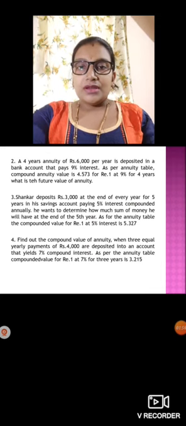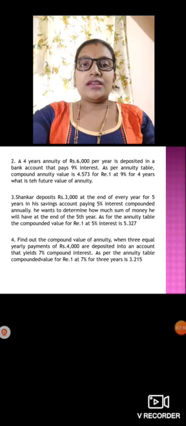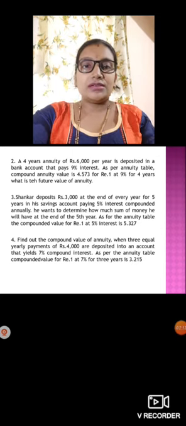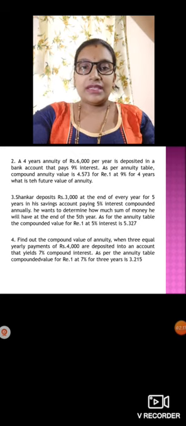Okay. A 4 year annuity of rupees 6,000 per year is deposited in a bank account that pays 9% interest. Okay. As per the annuity table, compound annuity value is 4.573. So how are we going to calculate here? Amount you have 6,000 and compound annuity value we have 4.573. With the help of these two you have to calculate the future value of annuity here.